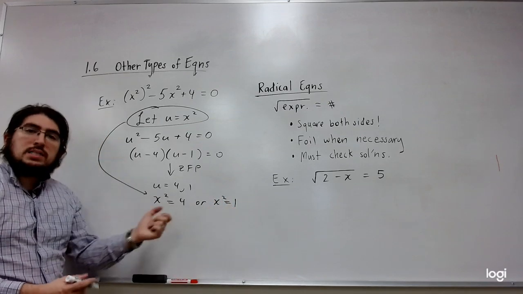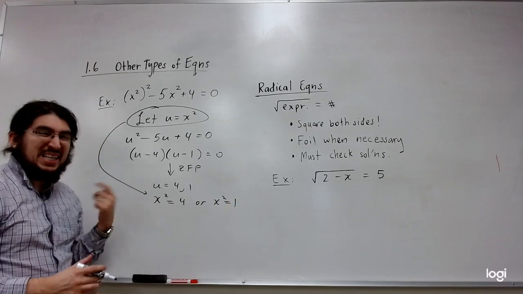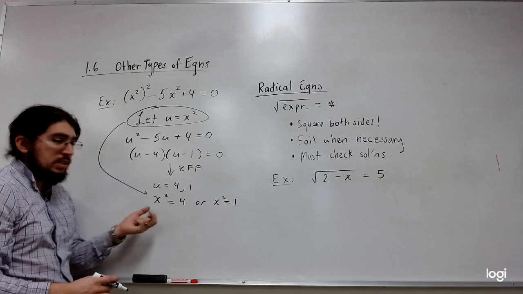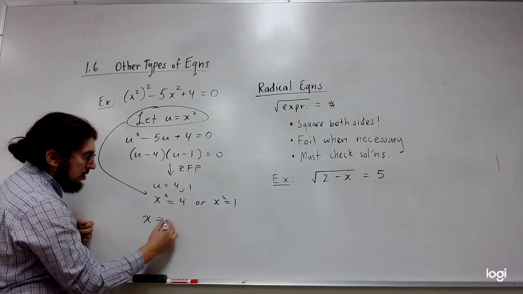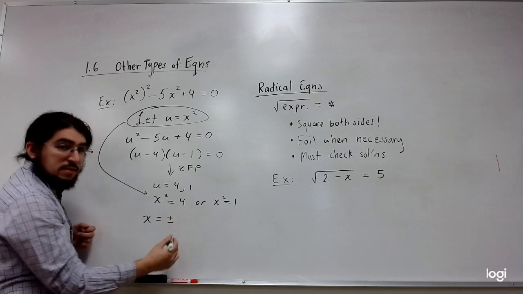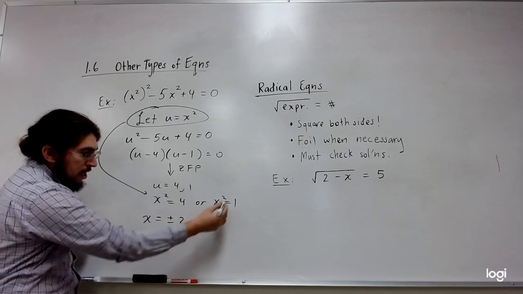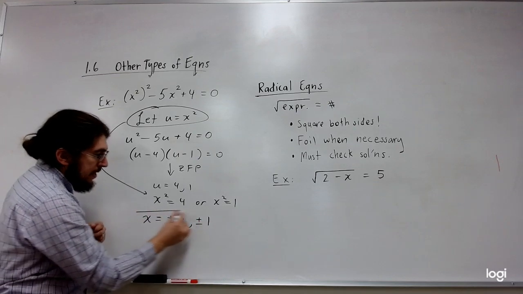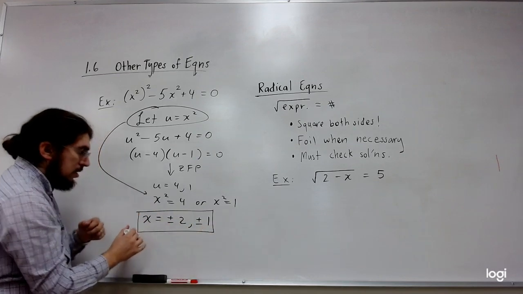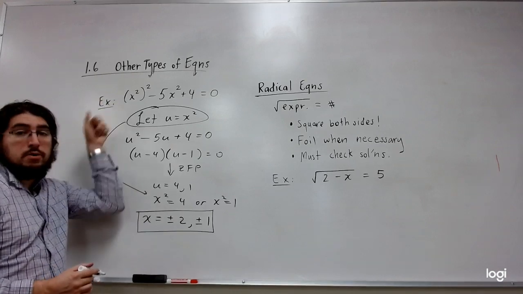Since they're both positive, we won't have any complex solutions like we did in the last problem, but we still get something after square rooting. Remember, after square rooting, we get x is equal to plus or minus the square root of 4, which is 2. Here we get plus or minus the square root of 1, which is 1. And these are the four solutions to this original polynomial equation.